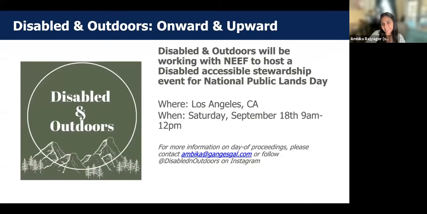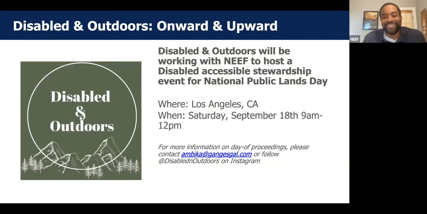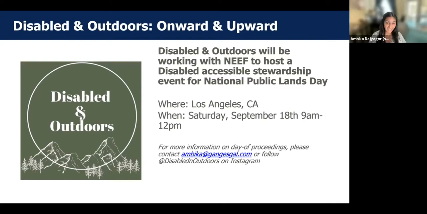But I also forgot to mention, this is the biggest part. Disabled Outdoors is going to be working with NEEF to host a Disabled Accessible Stewardship event for National Public Lands Day. So we're very excited to have an accessible event in Los Angeles, California. It'll be Saturday, September 18th from 9 a.m. to 12 p.m. And if you'd like to attend, we would love for that to happen.